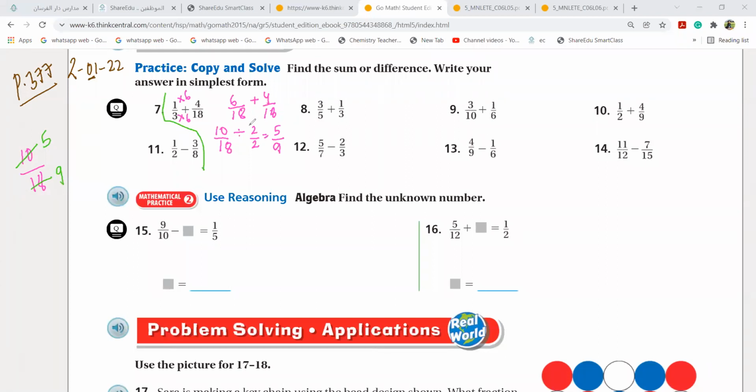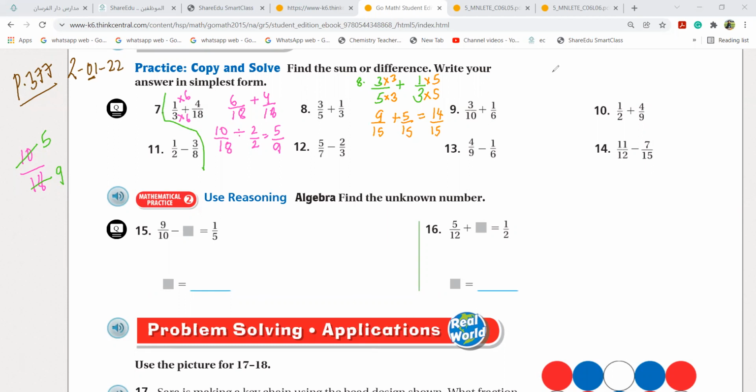Next, Rayana? Yes, miss. See, this is question number 8. 3 over 5 plus 1 over 3. Rayana, how can I make them the same? 5 times 3. Very good. And 3 times 5. Very good. Same number. I need to multiply in the numerator. So what do I get? I get 9 over 15 plus 5 over 15. When you add them, what do you get? It's 14 over 15. Excellent. I cannot further simplify because both don't come in the same timetable. This is my answer, 14 over 15. We don't add the denominator.